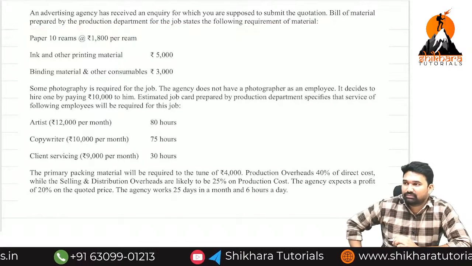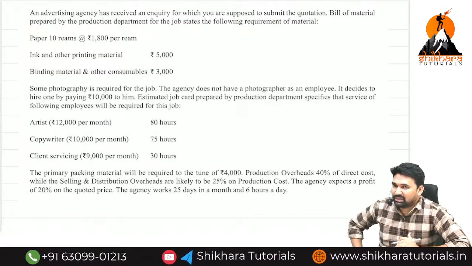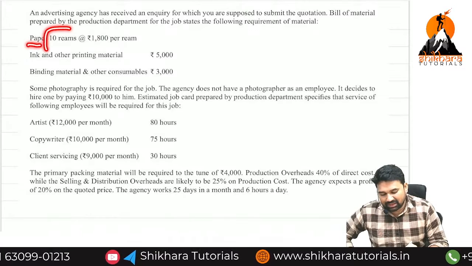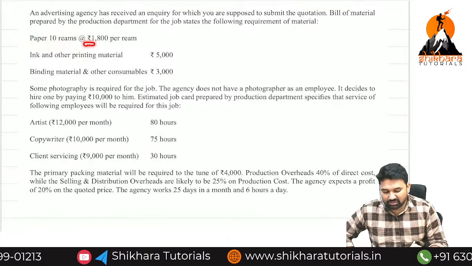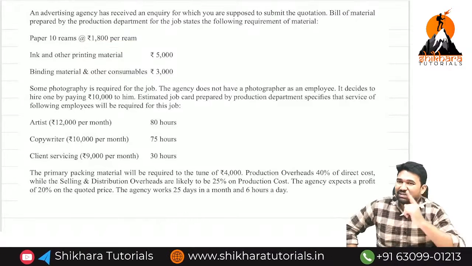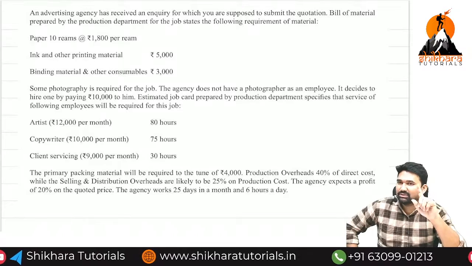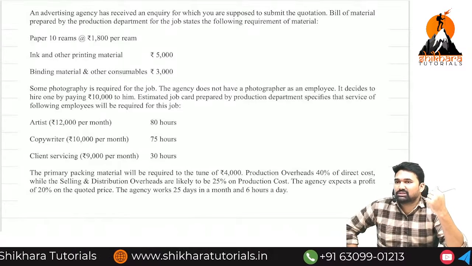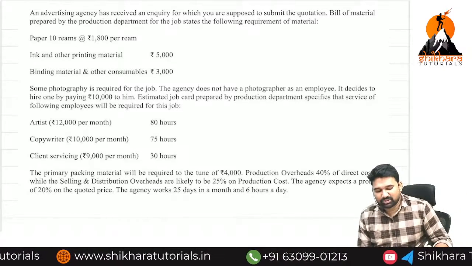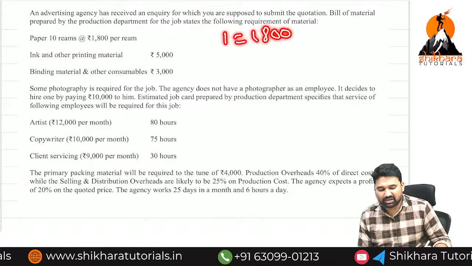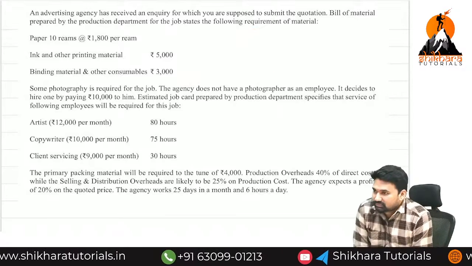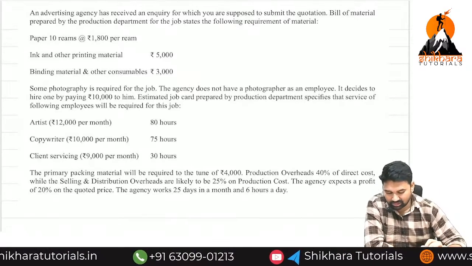Requirement of material. They asked the production department, and they said that material is as follows. First, paper, 10 reams. Each ream is 1800 per ream. If one ream is costing 1800, how much will 10 reams cost? 18,000. Very simple: if one ream is equal to 1800, 10 reams is equal to 18,000. Okay, very good.